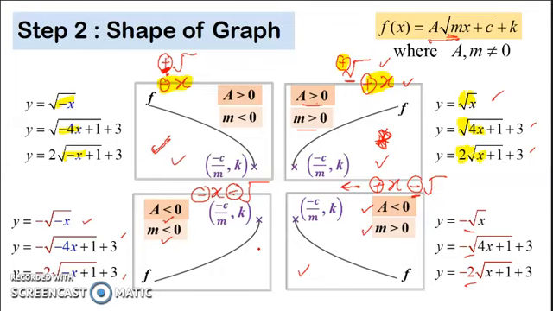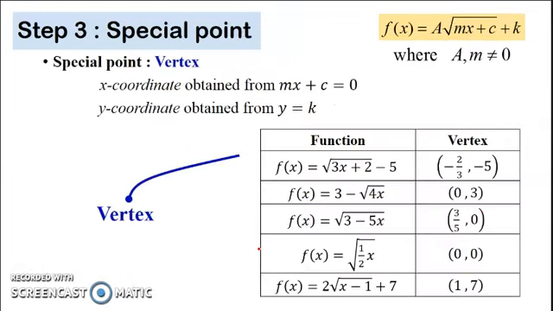Next, step 3. We want to know the special point inside these functions. The special point refers to the vertex. The vertex, if you refer to this point here, which is, if I have a full quadratic curve, this is the point I'm referring to.